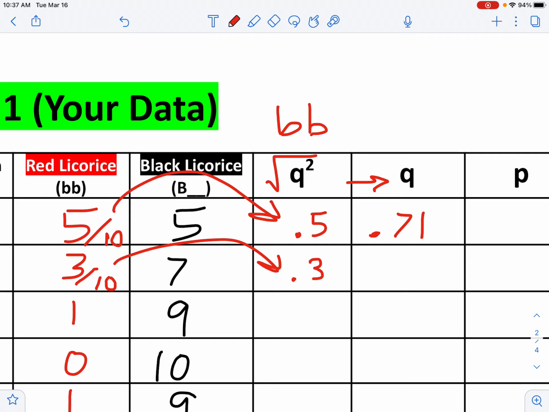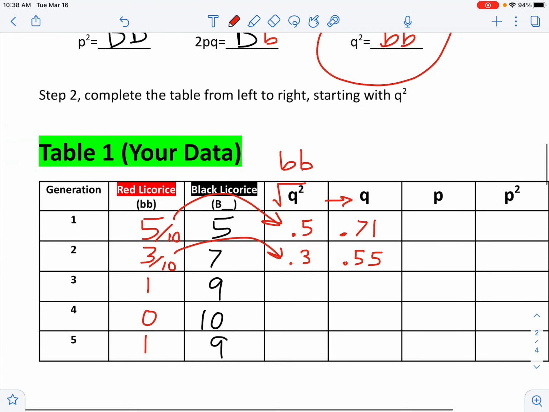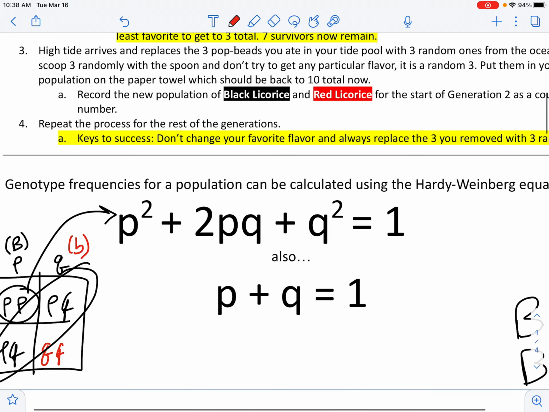The square root of 0.3 is 0.5477 and so on. So I'm going to round that to 0.55. Okay, moving on. I'm just going to show you what we've done: we've started with this, right?